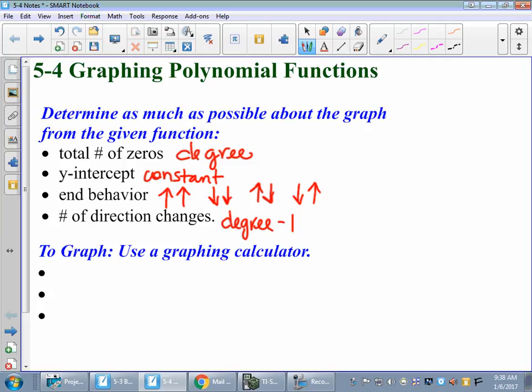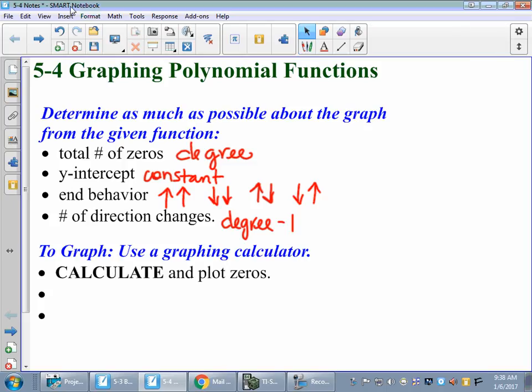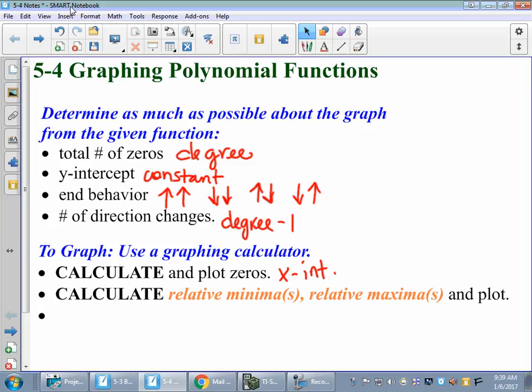And so the next part is to calculate and plot zeros. So we're going to calculate the zeros using the graphing calculator. And if you remember, the zeros are the x-intercepts of the graph. We're going to calculate the relative minimas and maximas, and so that's using the graphing calculator again. And I'm going to explain and define what relative minima and relative maxima means on the next slide. And then the rest of the graph we're going to get using the table of values. So we'll use just a random table of values. They're not always nice values, but we'll get enough to put this picture together.